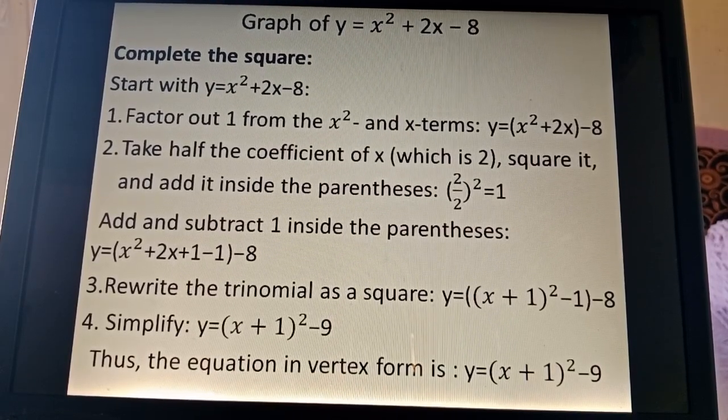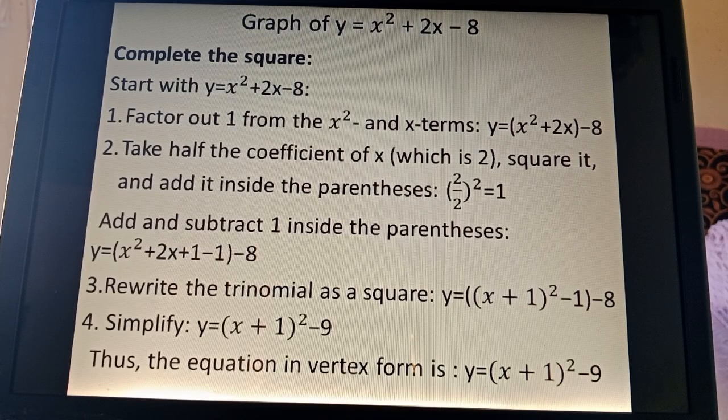Take half the coefficient of x, which is 2, square it and add it inside the parenthesis. Half of the coefficient of x is 2 over 2, or 2 times a half, squared, is equal to 1. And subtract 1 inside the parenthesis, so that you have y is equal to x squared plus 2x plus 1 minus 1.